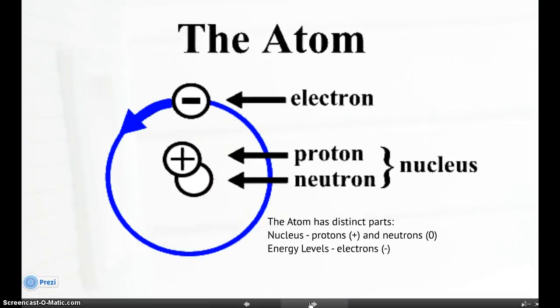An atom has distinct parts: a nucleus, which will contain protons and neutrons, and protons are positive, and then energy levels that contain electrons, and electrons are negative. Atoms, like if we have oxygen, the smallest part of a room full of oxygen or a container of oxygen is an atom. And the atom itself has all those properties that still make it an oxygen atom.